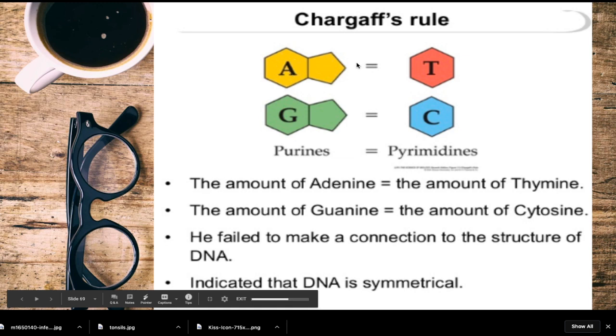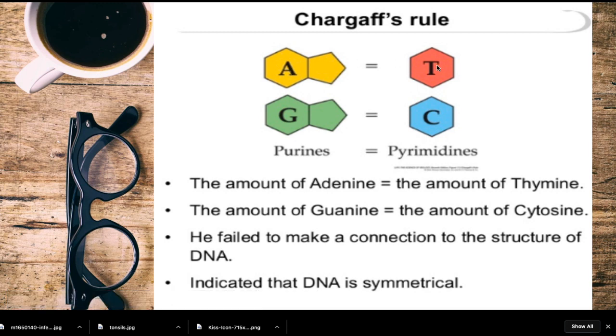Because adenine is going to form a bond with thymine, and the number of hydrogen bonds is 2, whereas guanine is going to form a bond with cytosine, and the number of bonds is 3. So you can compare that the number of purines on one strand equals the number of pyrimidines on the other strand. For example, the amount of adenine is equal to the amount of thymine, and the amount of guanine is equal to the amount of cytosine. This is how the double helical structure of DNA is maintained.